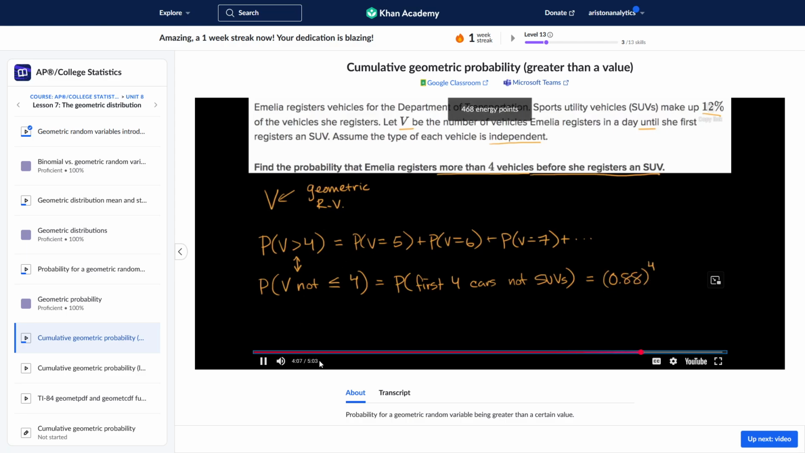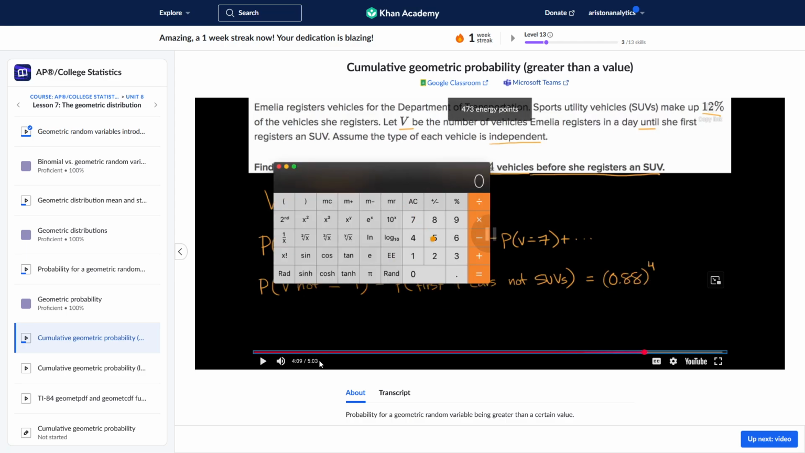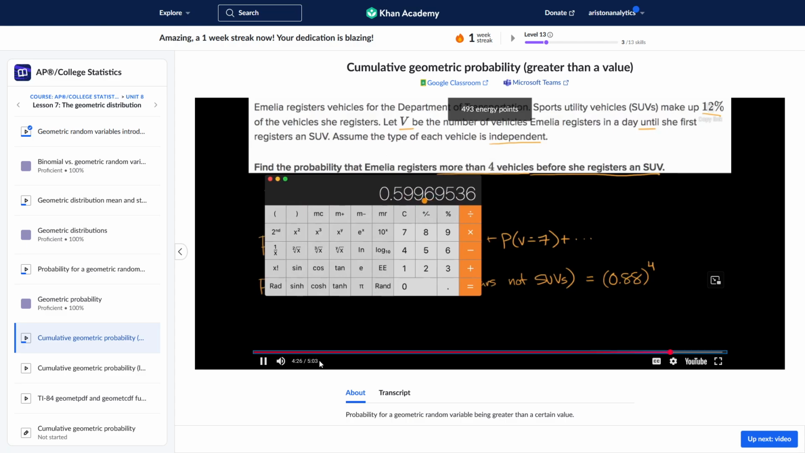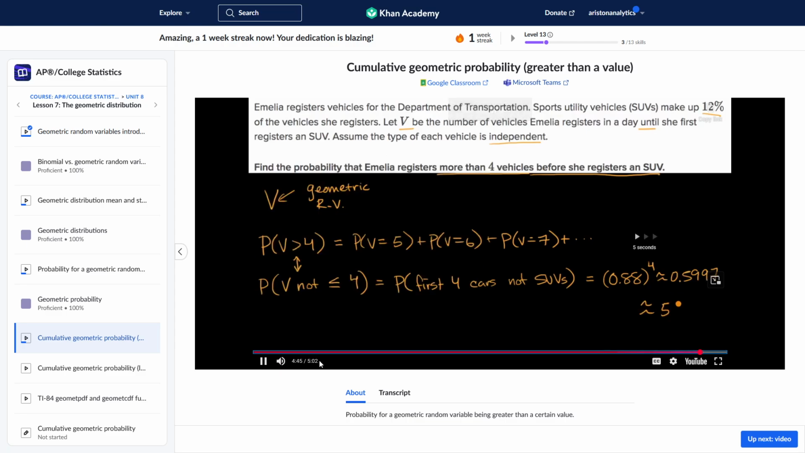And so let's get our calculator out. I'm going to get 0.88 and raise it to the 4th power, since the first four cars are not SUVs. I'm just going to round it to the nearest, let's see, do they tell me to round it? Okay, I'll just round it to the nearest 100th. I get 0.5997, or about 59.97%, that she is going to have to see more than 4 customers.